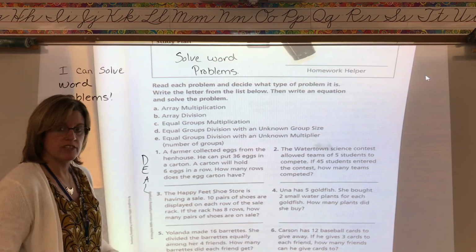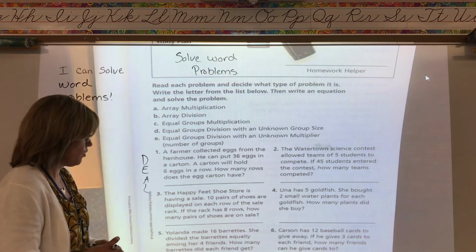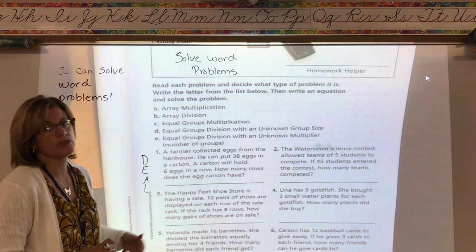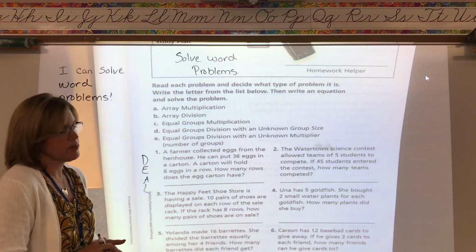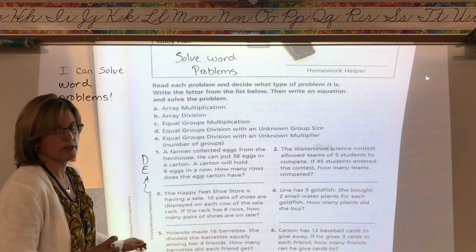When you're done, keep these at your seat. You can check them together as a whole group. I'm sure that there's an I Know It assignment or extra math assignment for you to do if you finish early. Good luck.